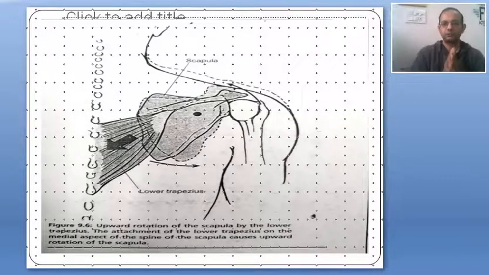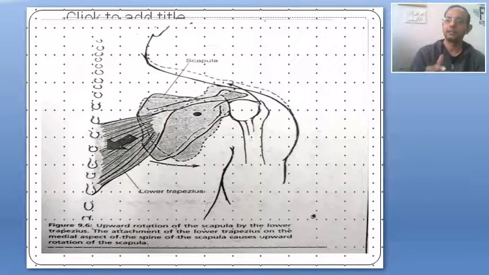So first we'll see the upward rotation of the scapula by the lower traps. Overall, the trapezius muscle, if you look at the origin and insertion, originates from the occipital bone, then the ligamentum nuchae, and the spinous processes from T1 to T12, and inserts over the lateral one third of the clavicle, involving the acromion process also, and the spine of the scapula. I have talked about the origin and insertion of all three bands together: upper, middle, and lower traps.